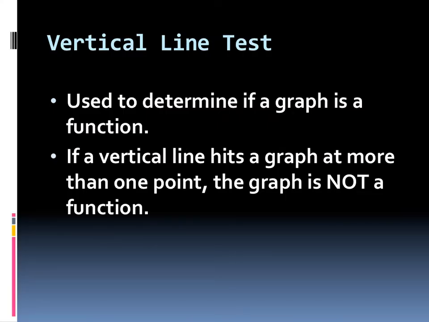The vertical line test. This is like the easiest thing you will learn. As long as you know what a vertical line is, and you can write YES or NO, you can get this question right. So the vertical line test is used to determine if a graph is a function. So this is our third test. If you remember in 1.2, we did from points and we did from an equation, and now you can do it from a graph. If a vertical line hits a graph at more than 1 point, the graph is not a function.